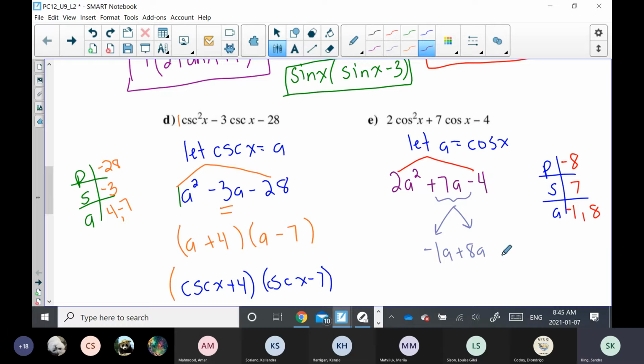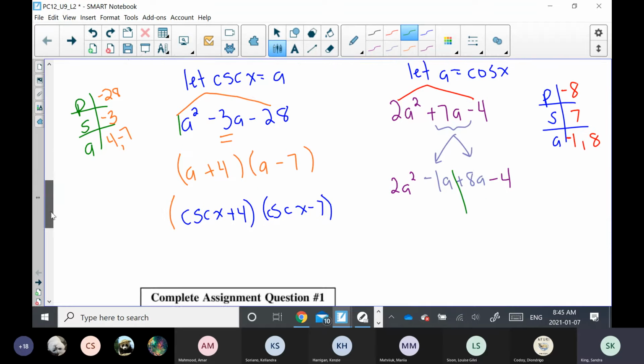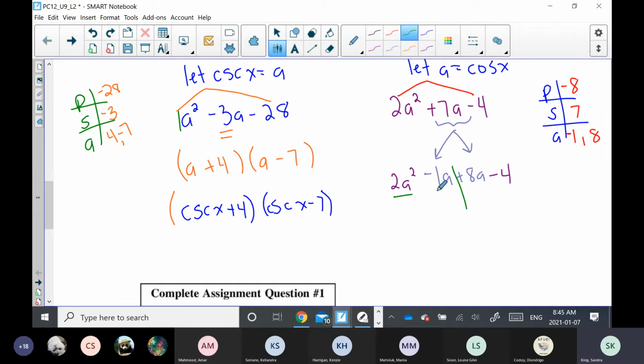Bring down this negative 4. Bring down that 2a squared. So decomposition always has 4 terms. Then you always split those 4 terms in half and you group factor. From these first 2 terms, what you could factor out is an a, basically a 1a, and I'm just going to write a. Whatever comes out goes in front of your bracket and your answer goes in the bracket.